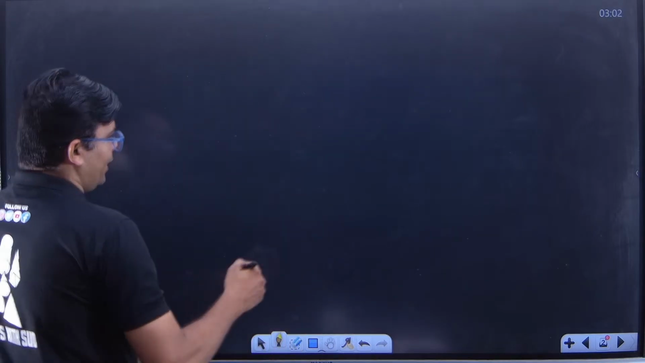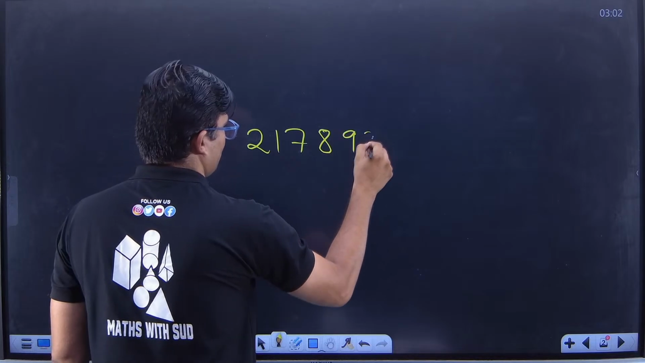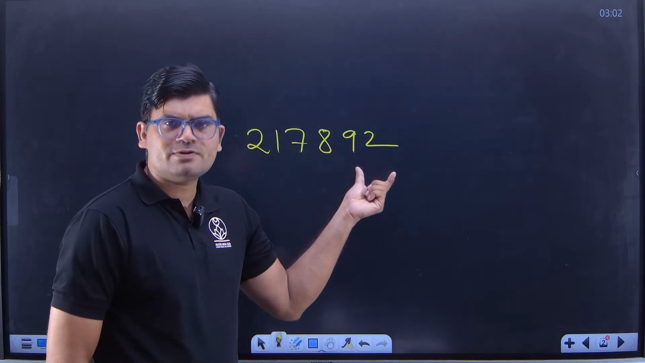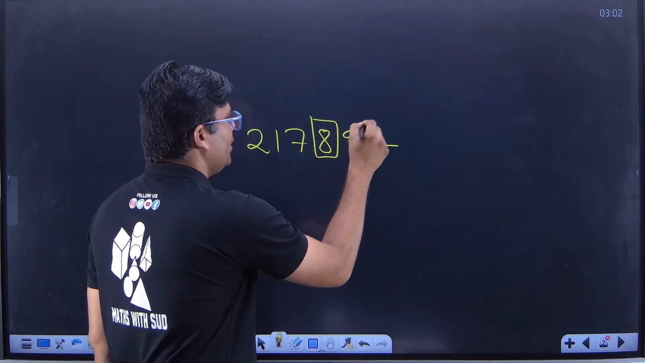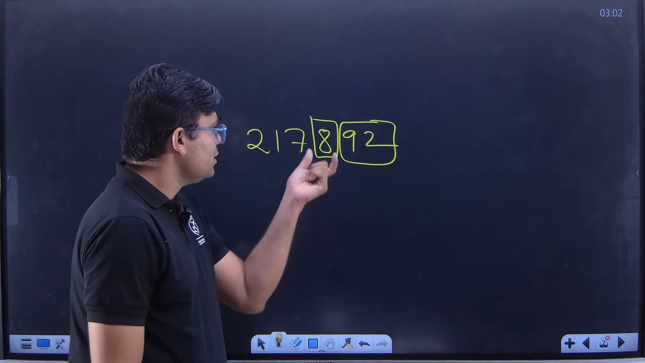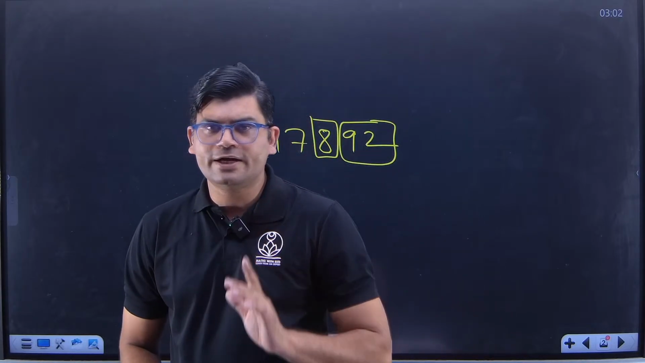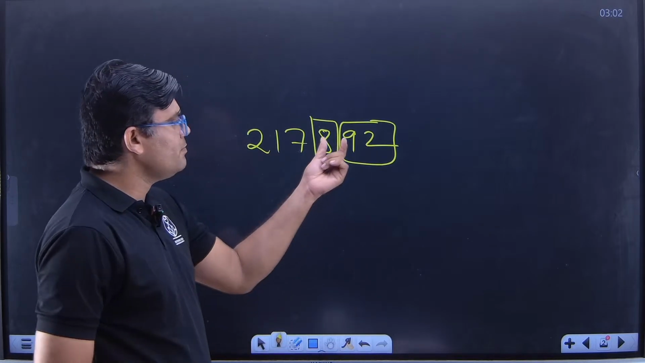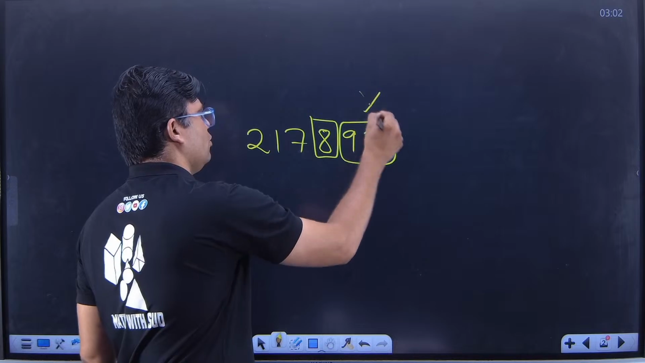So I am writing a random number in front of you: 217892. Can you tell me whether 92 is divisible by 8? The answer is no. You have to look at the last three digits, but to look at the last three digits, you have to look in a certain way. The way is, tell me whether 92 is divisible by 8. The answer is no, because 8 into 12 is 96. Is 92 divisible by 4? The answer is yes. So if it is divisible by 4, the previous digit has to be an odd number, but this is an even number, so it is not divisible.